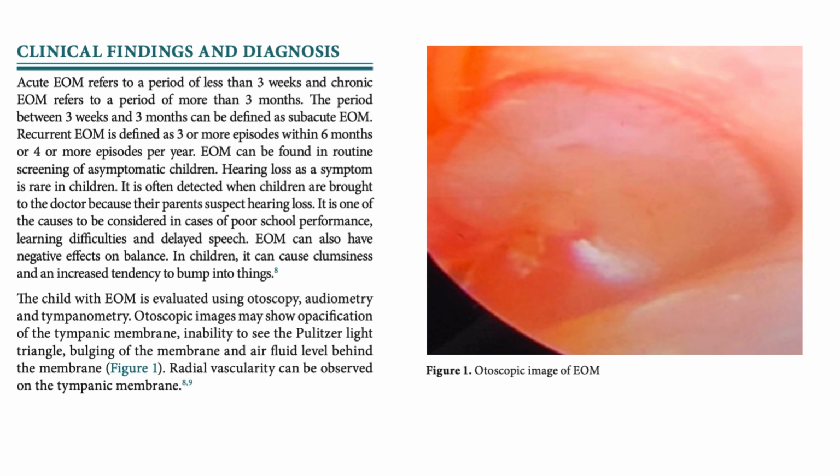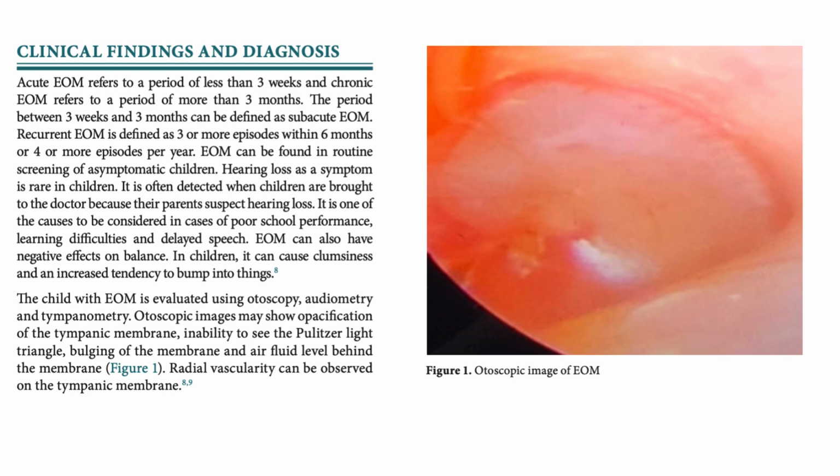It is often detected when children are brought to the doctor because their parents suspect hearing loss. It is one of the causes to be considered in cases of poor school performance, learning difficulties, and delayed speech. EOM can also have negative effects on balance. In children, it can cause clumsiness and an increased tendency to bump into things. The child with EOM is evaluated using otoscopy, audiometry, and tympanometry.